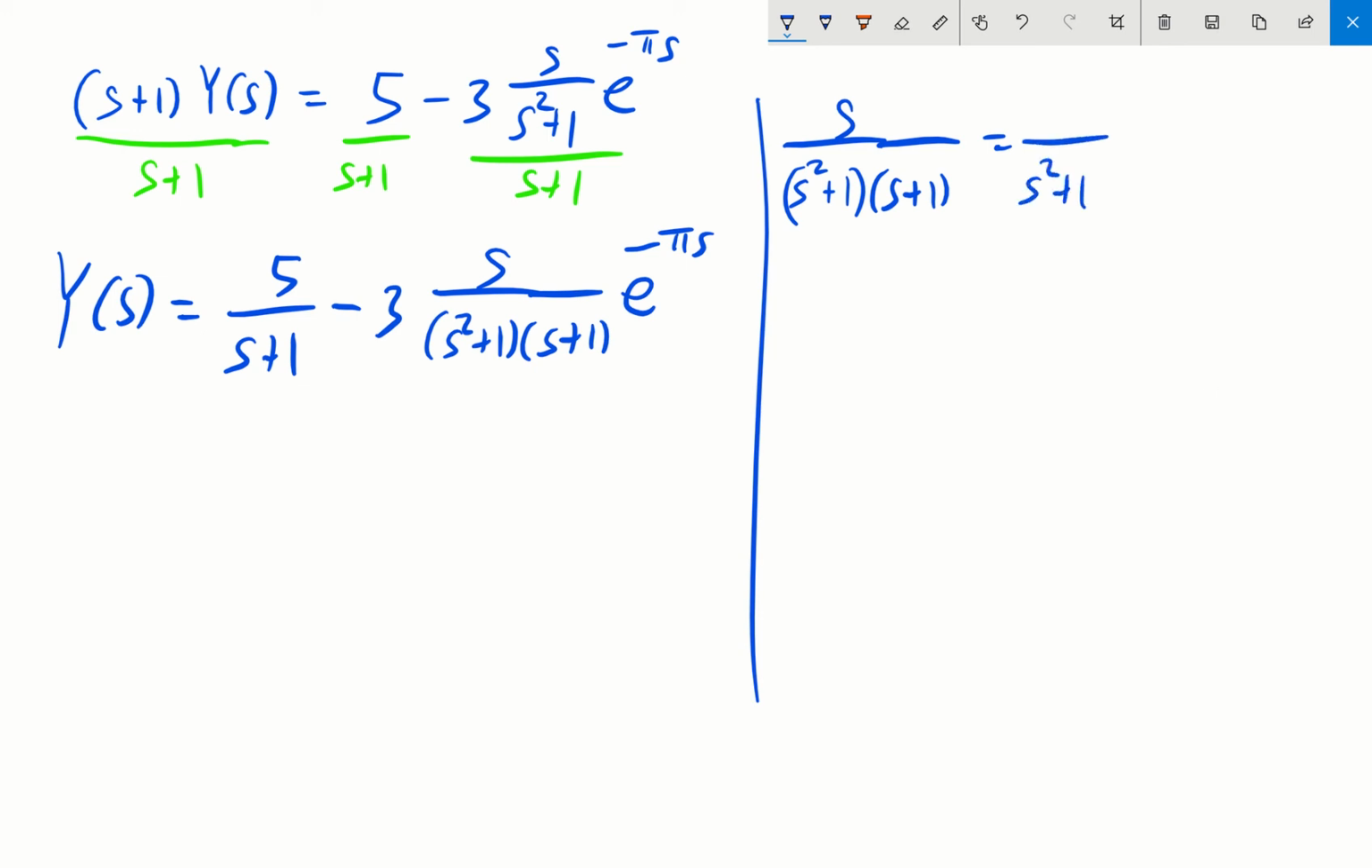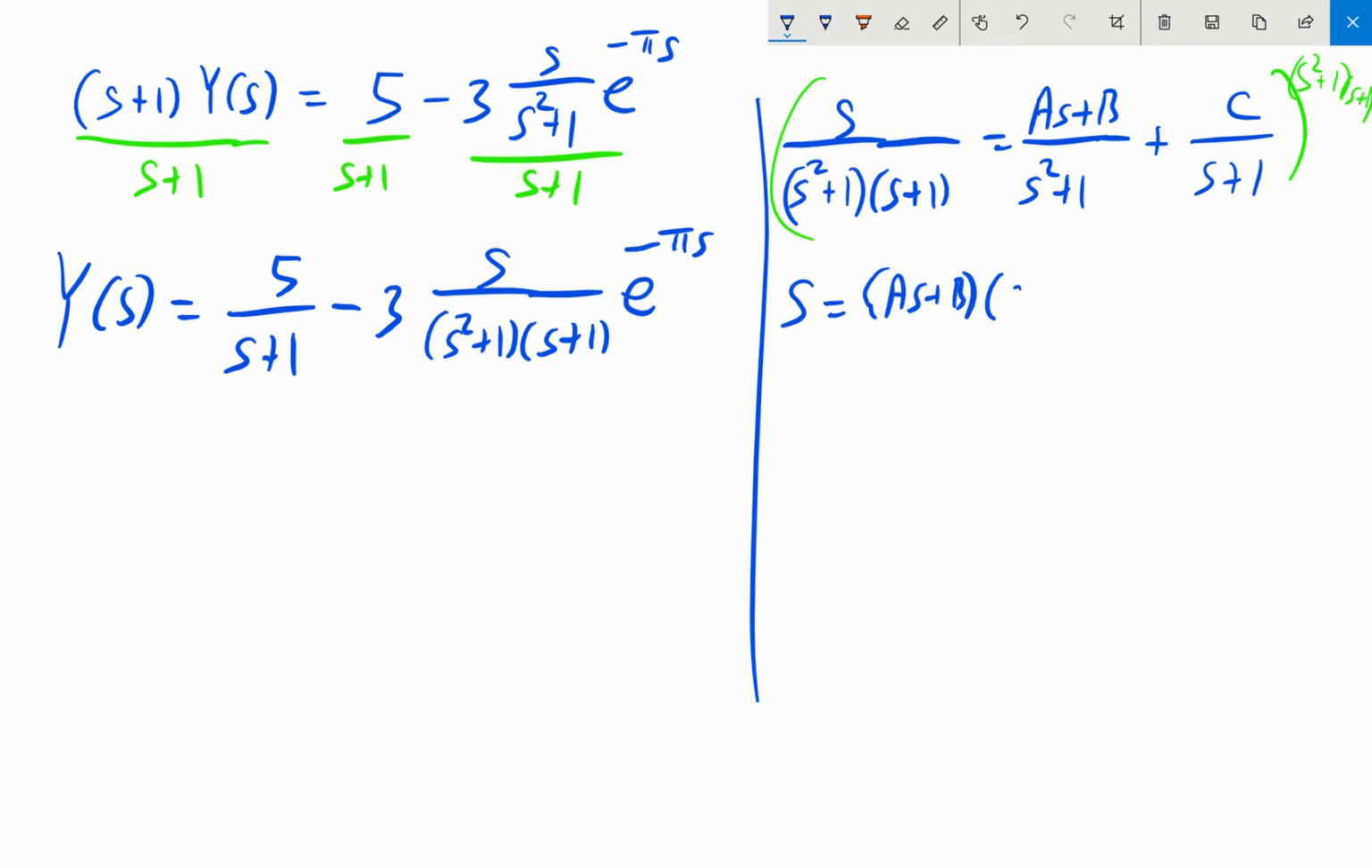We have an irreducible quadratic factor s squared plus 1, which means we would have an as plus b in the numerator. And then we have our linear factor s plus 1, which would have a constant term in its numerator. We would clear fractions by multiplying every term in the equation by the common denominator. That's going to give us s equals as plus b times s plus 1 plus c times s squared plus 1.